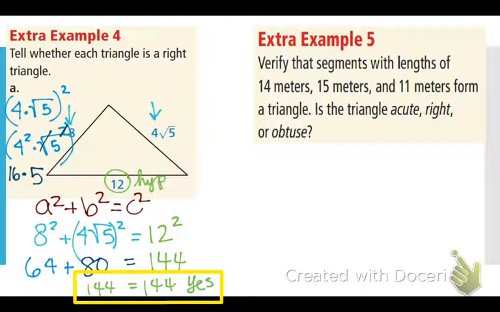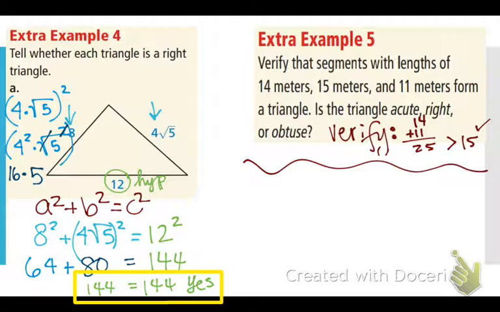Last one. Verify that segments with lengths of 14 meters, 15 meters, and 11 meters form a triangle. Is the triangle acute, right, or obtuse? So we're going to be verifying first. To verify, we take the 2 smaller sides and make sure they're bigger than the largest side. So what are my 2 smaller sides? 14 and 11, which make 25. Is 25 greater than 15? Yes, it is. So we're good.